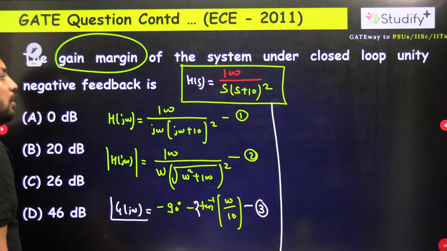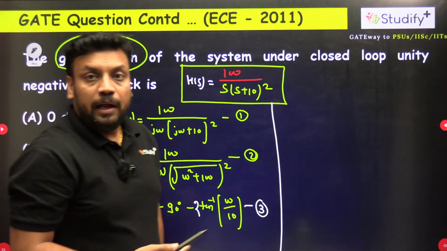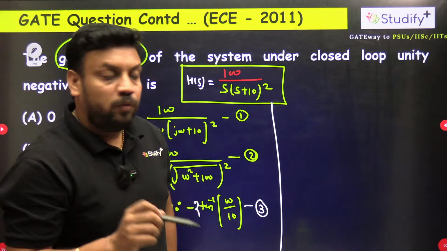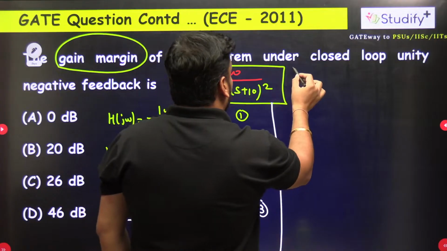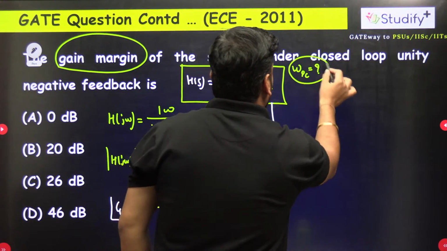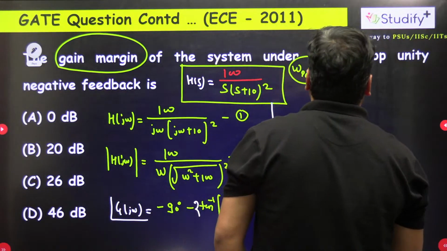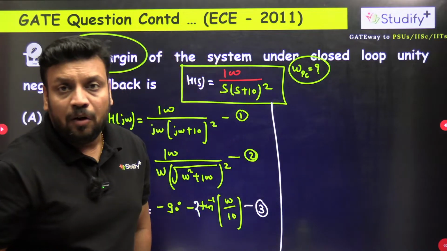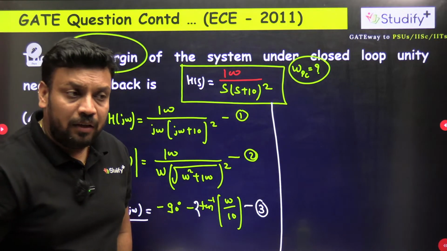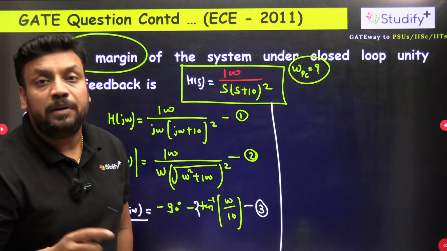Yes, sir. Now tell me, guys, what we are looking for. We are looking for GM. And to calculate GM, first of all, we should have omega PC. Is it clear or not? So to calculate the omega PC, don't you think the angle should be equivalent to minus 180? Omega PC का definition क्या है? The omega PC is a frequency at which the angle of G(j omega) should be equal to minus 180 degree.